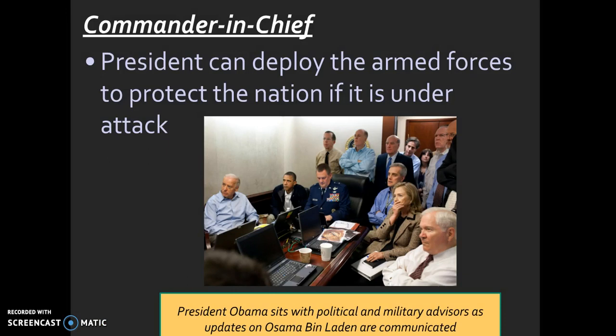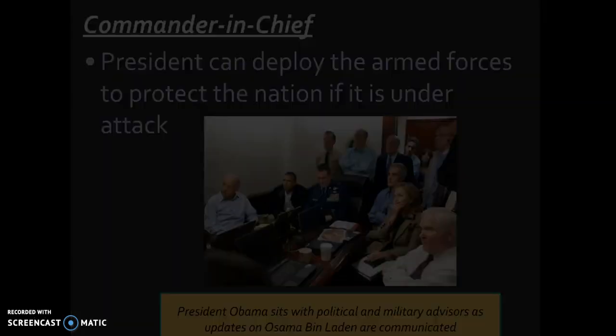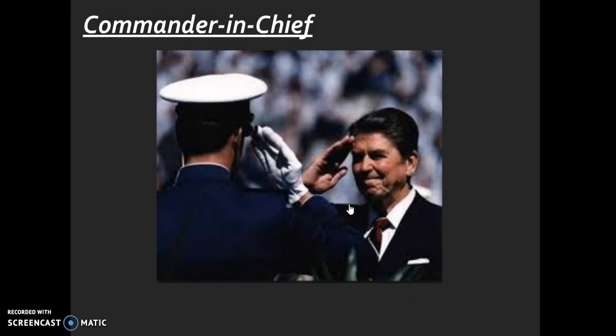This is a really interesting picture here. It's the Situation Room. You can see the president at the time, Barack Obama. Hillary Clinton was Secretary of State, and Joe Biden was the vice president, sitting here with the generals in the military. And this is taken when President Obama, when they captured, when they got Osama bin Laden. So it's a very interesting picture here. And as commander in chief, the president can deploy the armed forces to protect the nation if it's under attack. Here's a short video of Ronald Reagan acting as commander in chief.